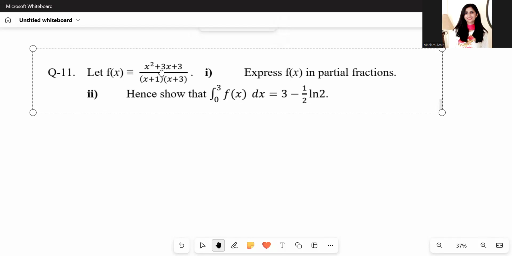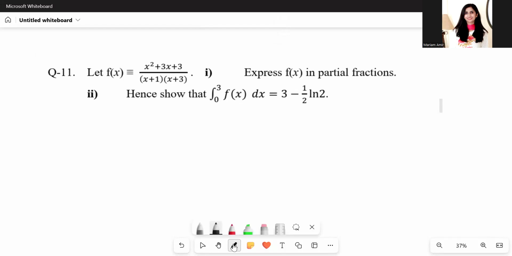Okay, a function f(x) is given. The first part says express f(x) in partial fractions. First thing you should check in partial fractions is whether the degree of the numerator is bigger than or equal to the degree of the denominator, which is the case in this question. That means we first need to fix it. This is an improper fraction that needs to be changed.